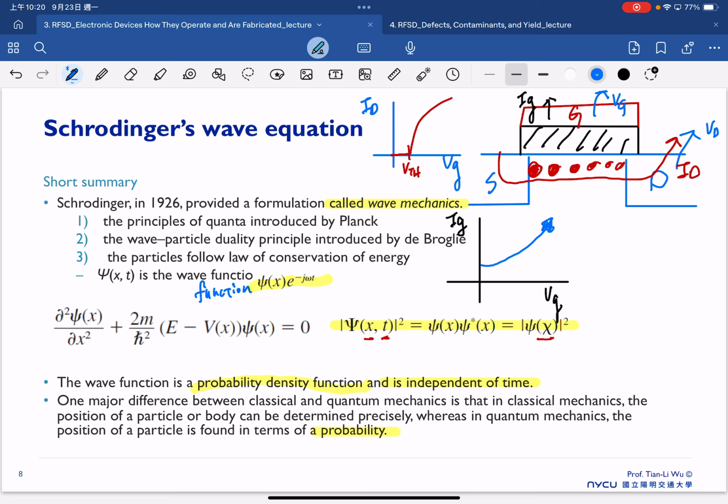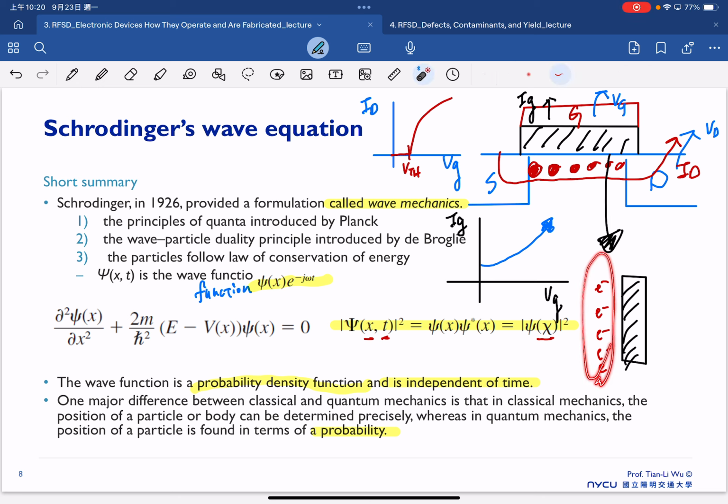So now we can redraw the schematic as shown here. If we have the dielectric like this way, and then we have the electrons on the left-hand side, which are actually the electrons in the bottom. But now we apply the positive gate bias here.